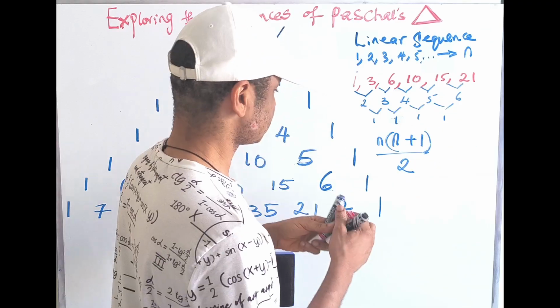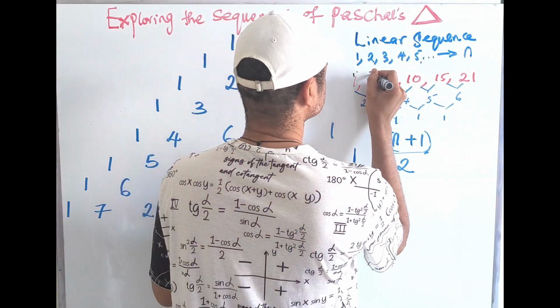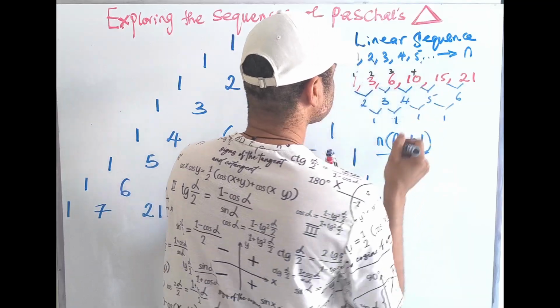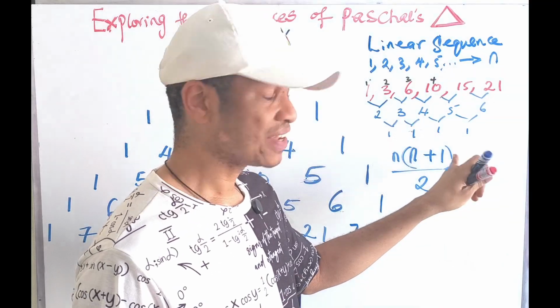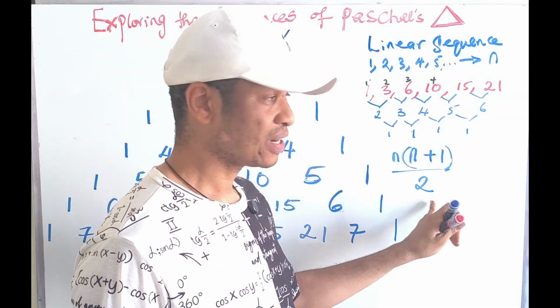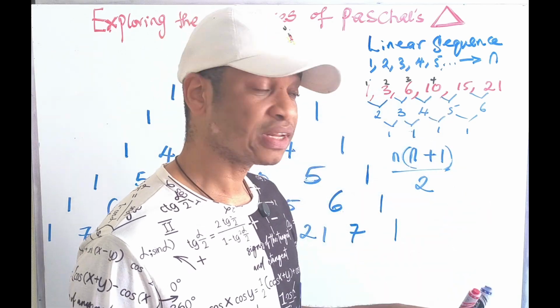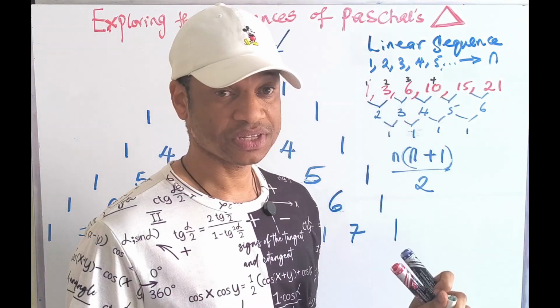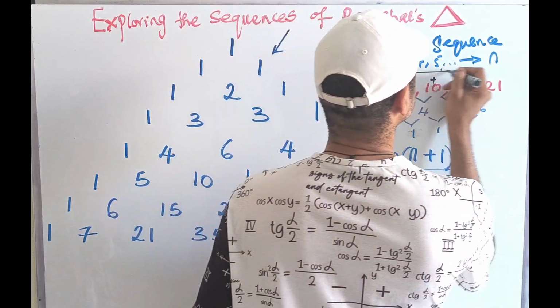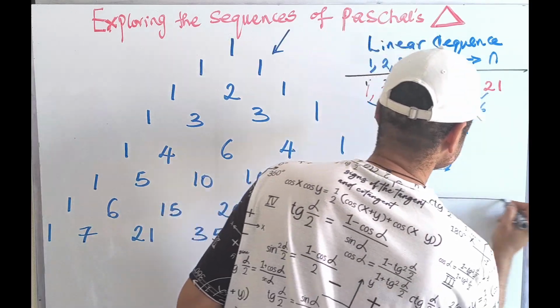Let's check. So this is my first term, second term, third term, fourth term. So now 2 plus 1 is 3. 3 times 2 is 6. 6 divided by 2 is 3. So you can keep doing it like that. You will get this sequence. All right. So we've found out 2 sequences from here.